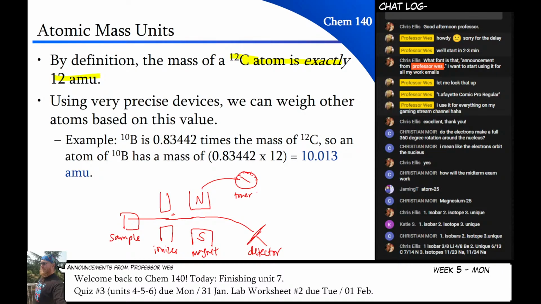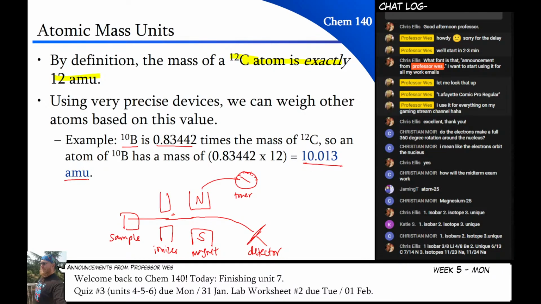So up here, I have learned that playing with the magnetic field, that boron-10 has a mass that is this proportion of carbon-12. So I had to turn the tuner down so that it would detect a mass 0.83442 times the mass of carbon-12. Which means that the mass of boron-10 would be this.